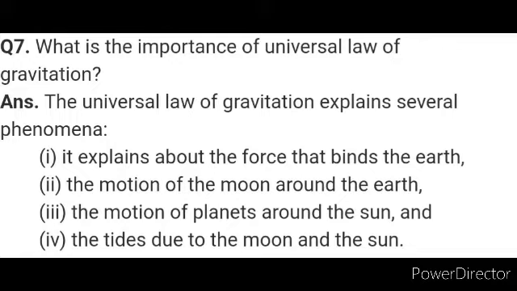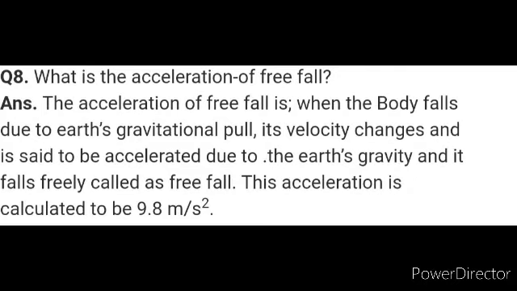Moving on to the next question, number 8. What is acceleration of free fall? So acceleration of free fall means when an object is falling freely under the effect of gravity, there is a change in velocity going on, which we call acceleration. And because this is due to the gravitational pull, we call it acceleration of free fall.